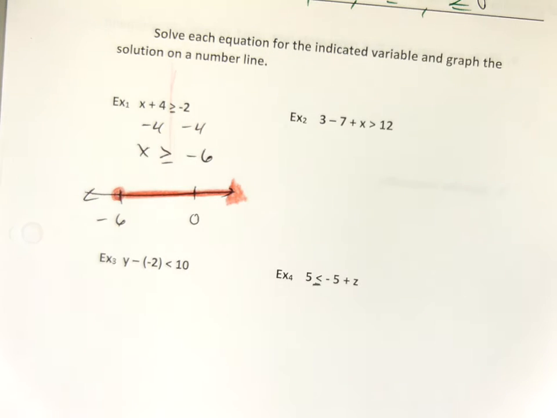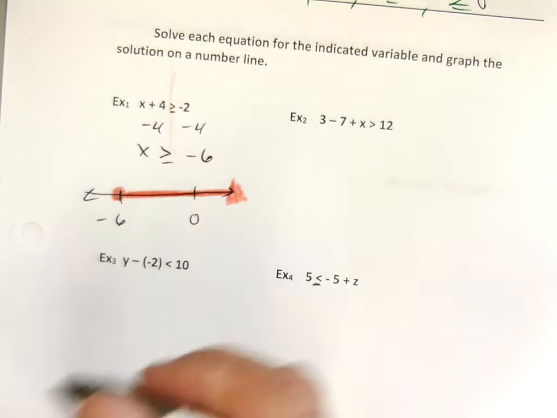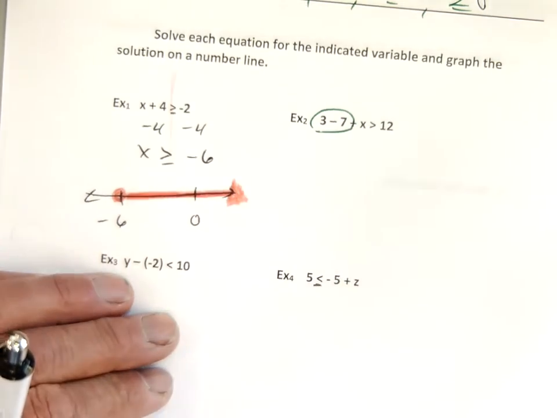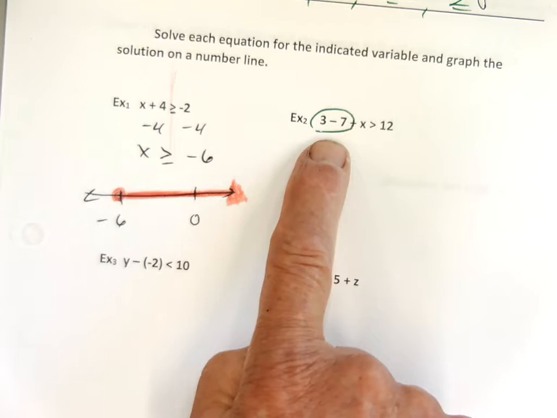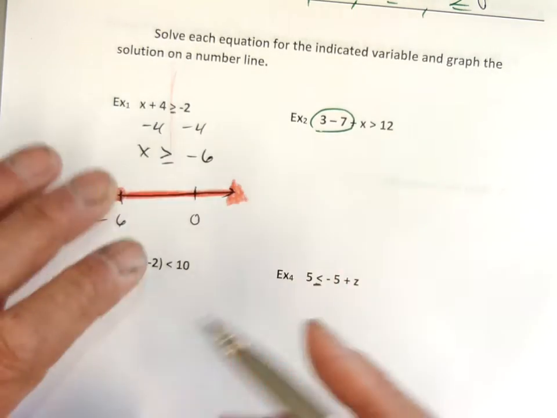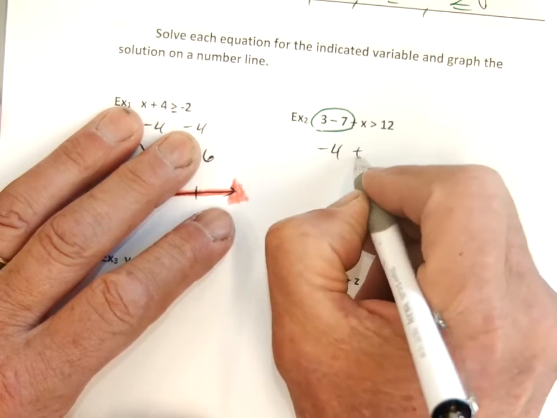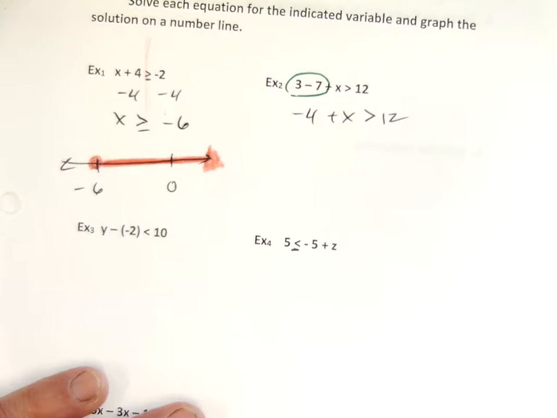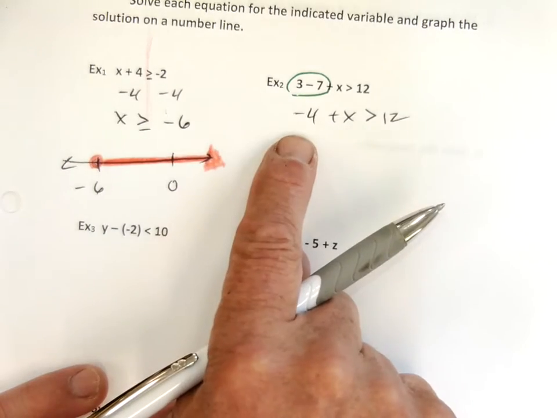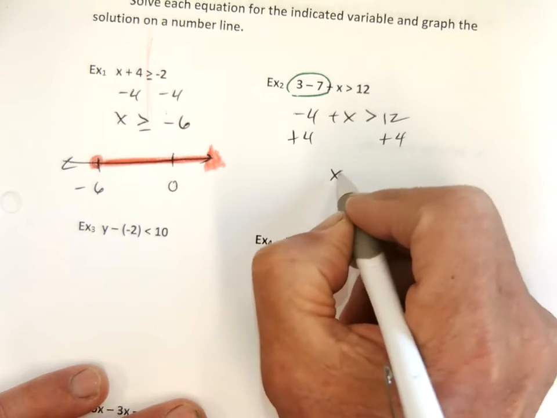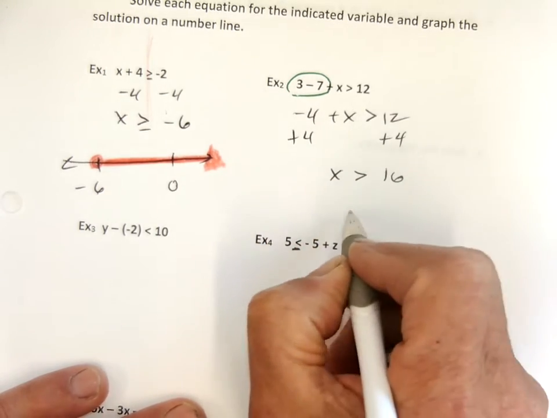Okay, number 2. Before I do anything, I need to do a little bit of tidying up. I'm not solving, I'm just simplifying. What is 3 minus 7? It's a negative 4. So I got a negative 4 plus x greater than 12. Then I'll get rid of the negative 4 by adding 4 to both sides, and I get x is greater than 16, right?